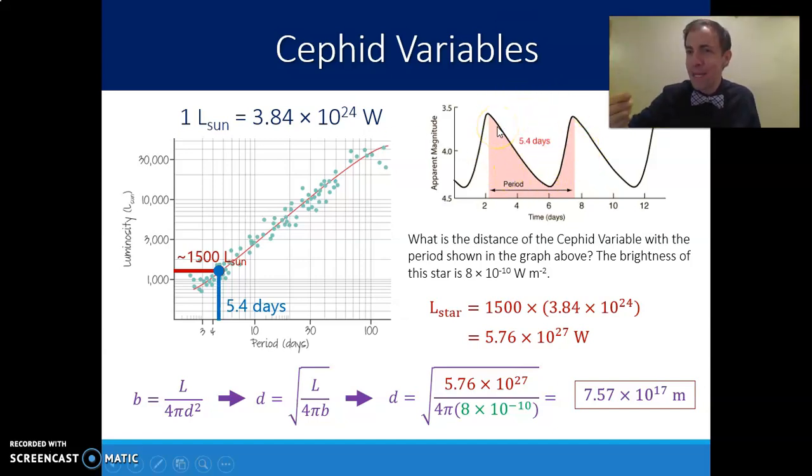So again, all we had to begin with was the cyclical period of this special type of star and the brightness of that star. From those two numbers, because of Henrietta Swan Leavitt's work that she started, we can go backwards and figure out what the distance this star is away from Earth. That's a pretty amazing thing.